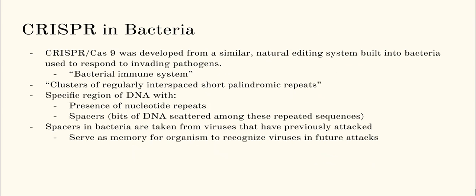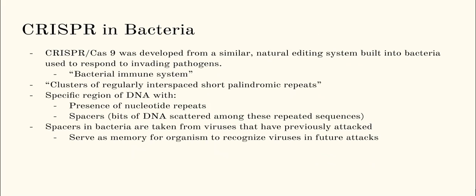CRISPR and bacteria. CRISPR-Cas9 was developed from the similar natural editing system built into bacteria used to respond to invading pathogens. This system is used in bacteria as a sort of immune system, rather than as an editing technique, as it has been adapted to be used in other organisms.